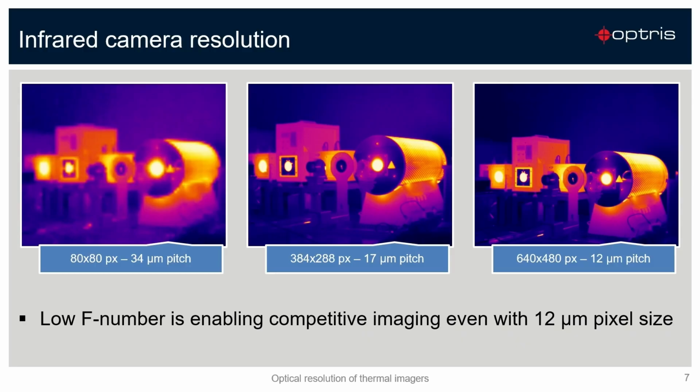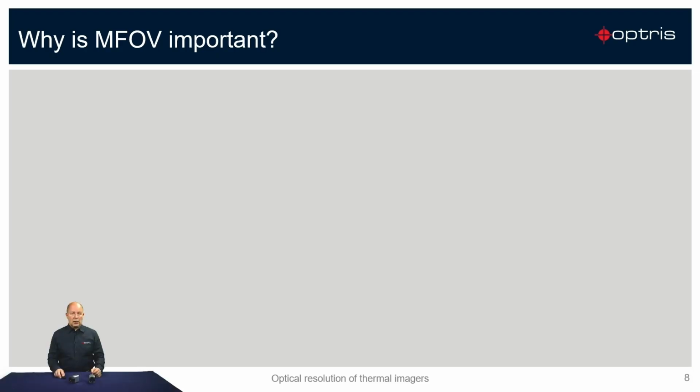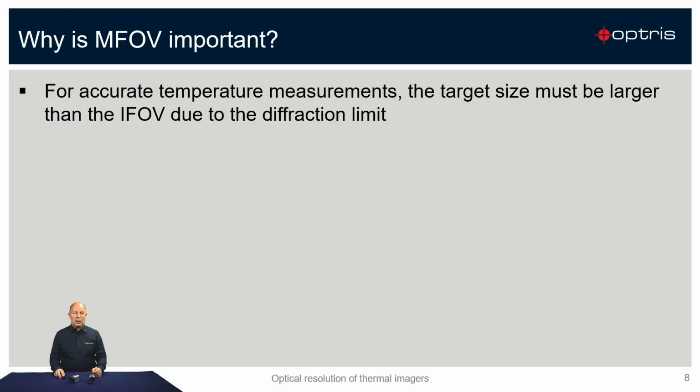So we can also say a low F number is enabling competitive imaging even with 12 micrometer pixel size. Why is MFOV so important? We say for accurate temperature measurement, the target size must be larger than the instantaneous field of view due to the diffraction limit of our optics.